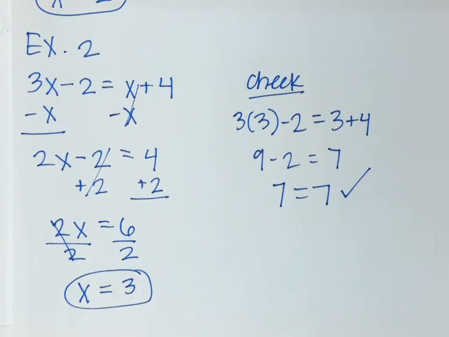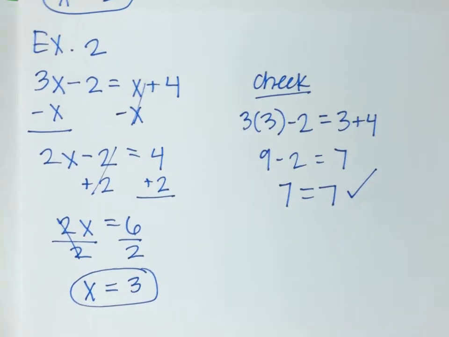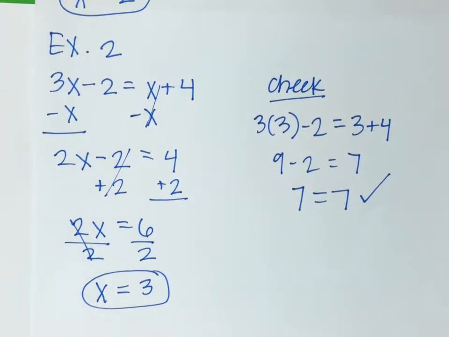Questions on this one? So we're getting our variables to one side and our constants to one side, and then you're just solving for x. Okay. We good?